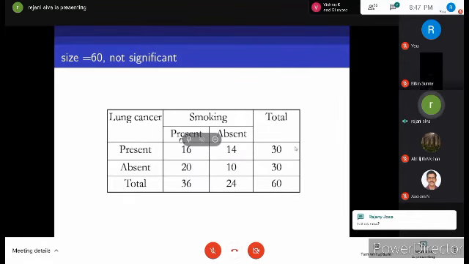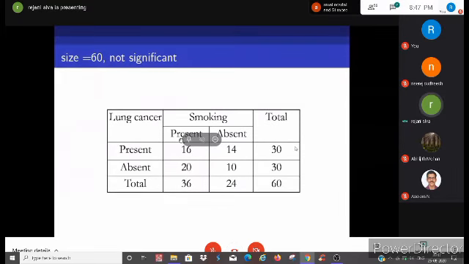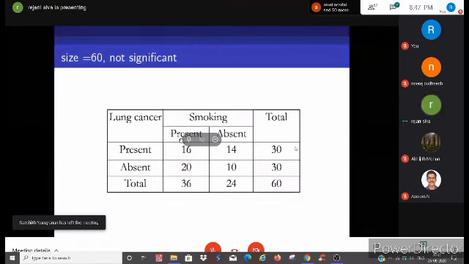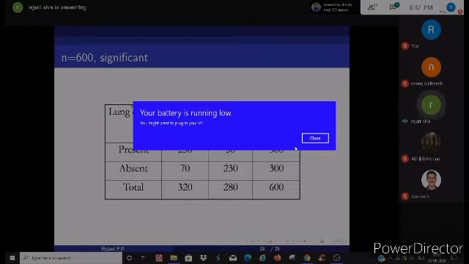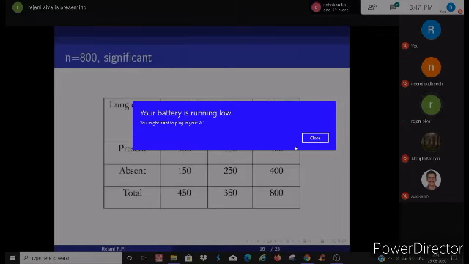He is not satisfied with the study, and he increased the size and again conducted the study. He increased the size up to 600, and then he has got the exact result, the correct result. The result was significant, meaning that smoking is related to lung cancer. And again he repeated the study with 800 samples. He has got again a significant result.